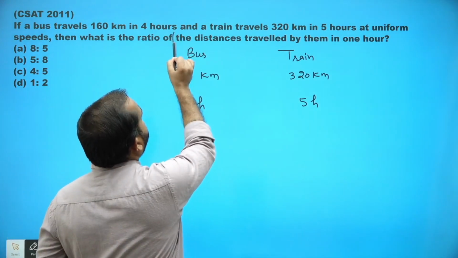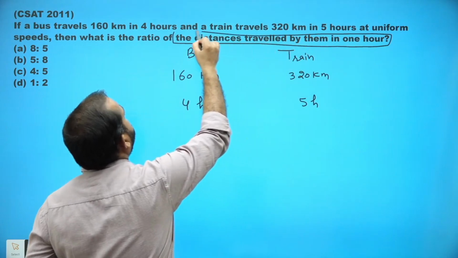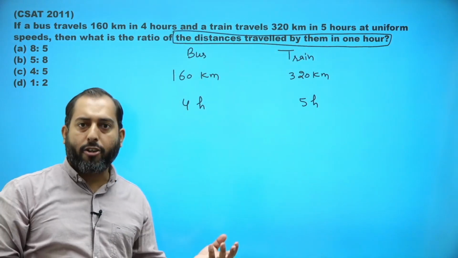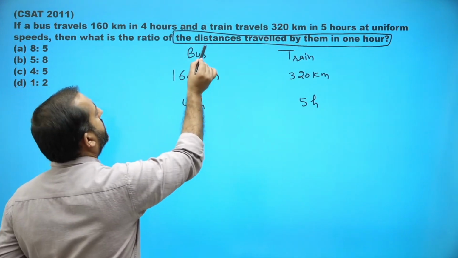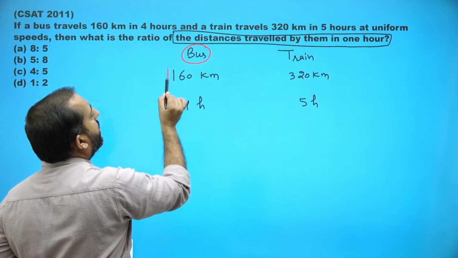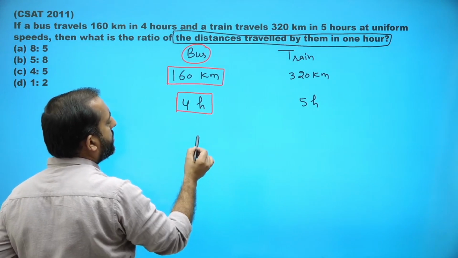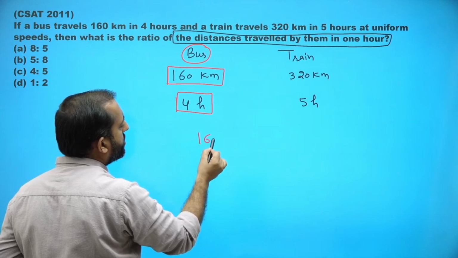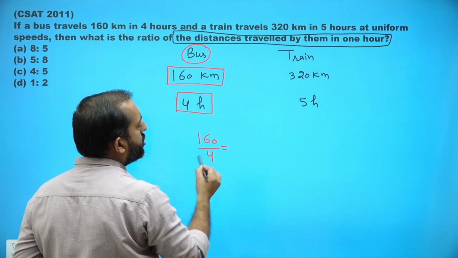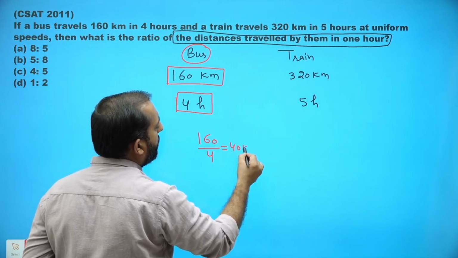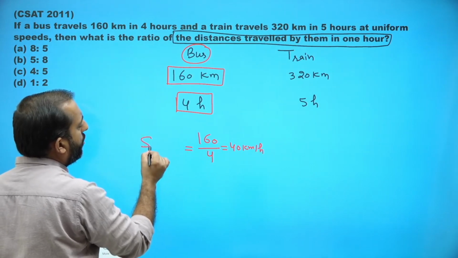Now, distance traveled by an object in 1 hour is nothing but the speed of that object. So let's calculate the speed of the bus. Speed is given by distance upon time. Distance of the bus is 160 and time taken by the bus is 4. So speed of the bus should be 40 kilometer per hour.